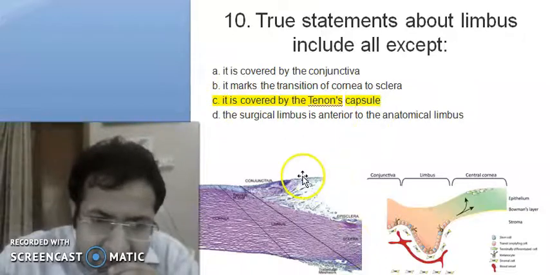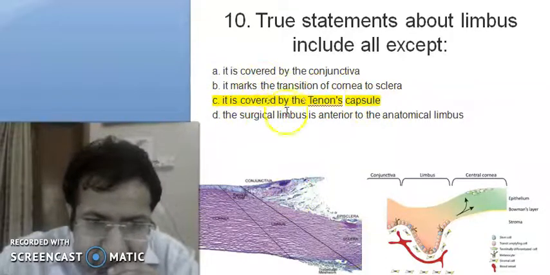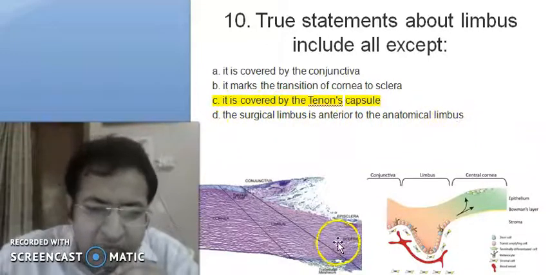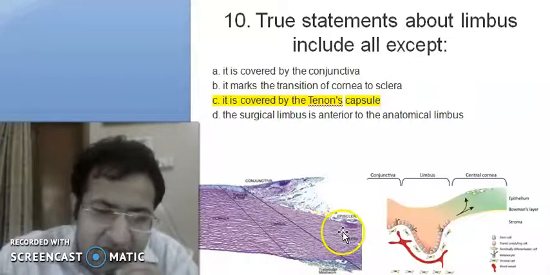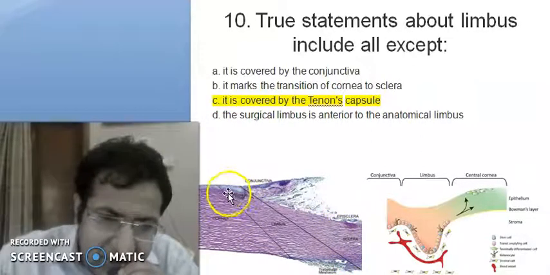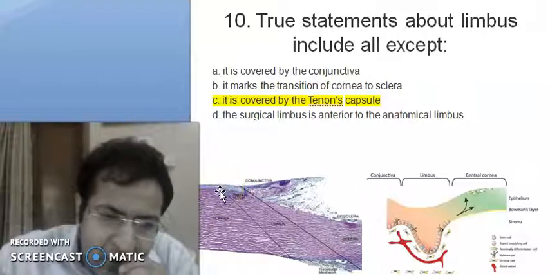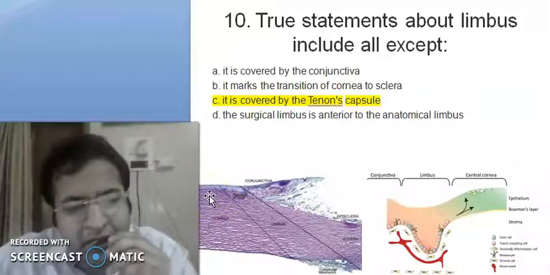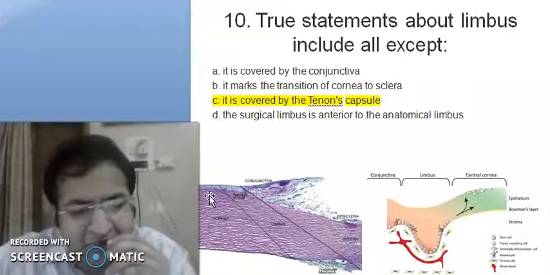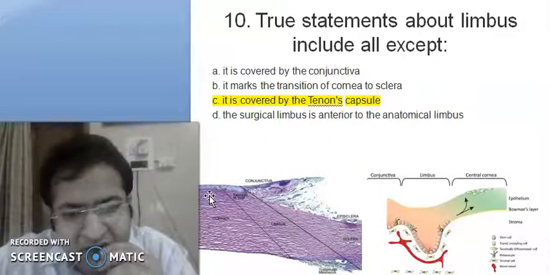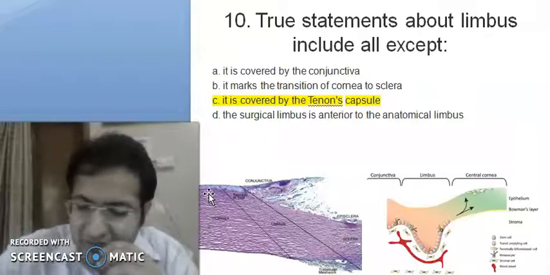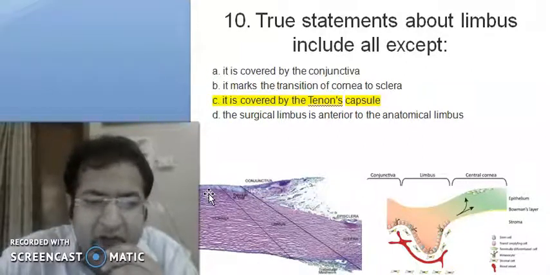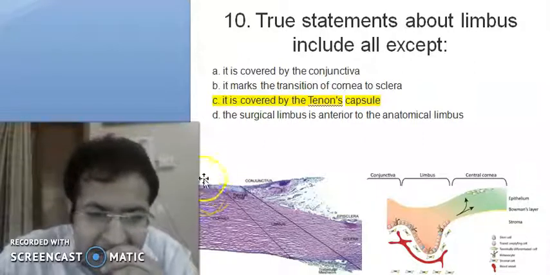It is not covered by the Tenon's capsule. It is only covered by the conjunctiva. Then, the surgical limbus is anterior to the anatomical limbus. Okay. The anatomical limbus is what we see here. The surgical limbus is a structure about 1 mm in front of the anatomical limbus, from where we enter when we give a limbal incision in cases of cataract surgery or some refractive surgery. Okay, the limbal incisions are given from the surgical limbus, which is about 1 to 1.5 mm in front of the anatomical limbus, that is, in the cornea.